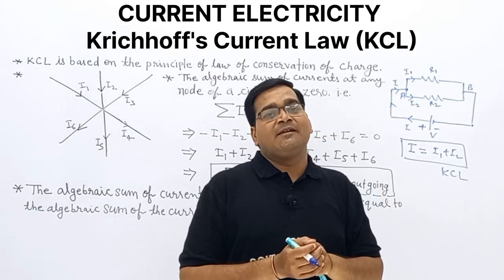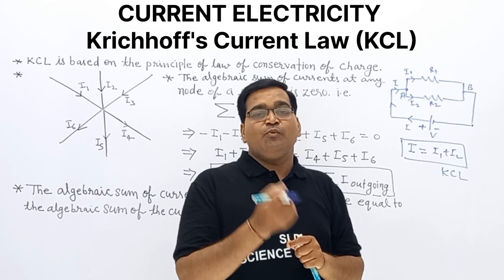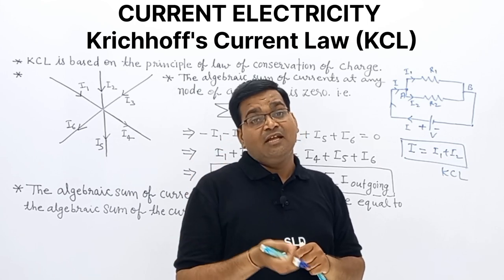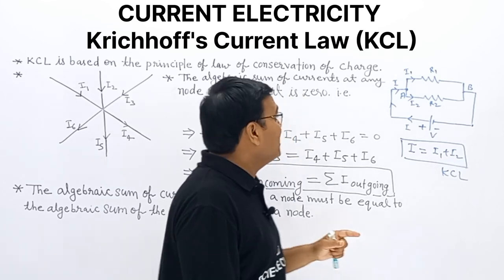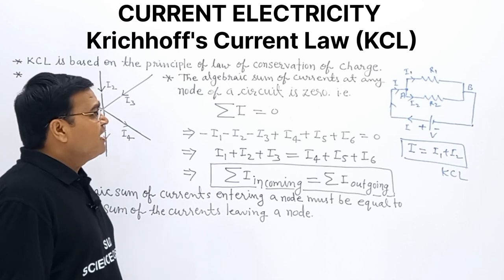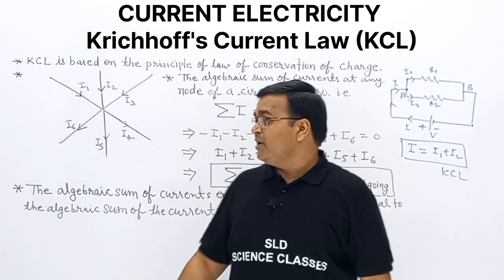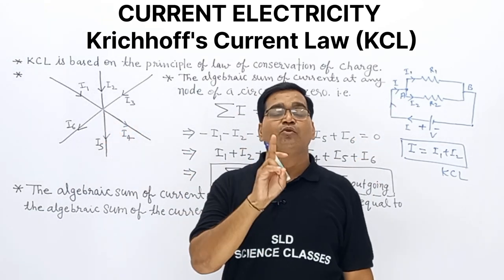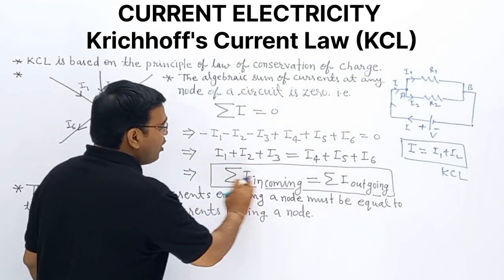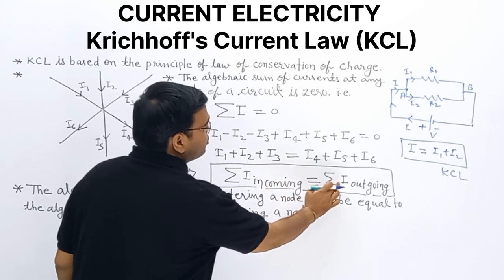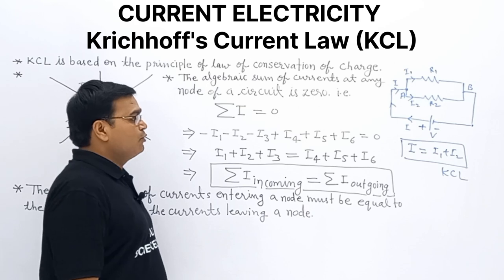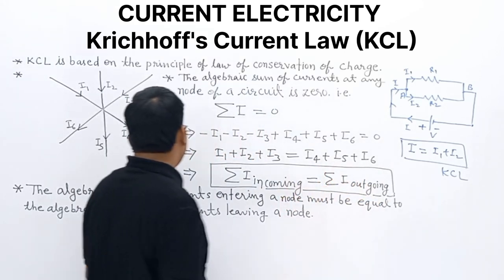We have a circuit in which we have meshes and loops, and there are some nodes or junctions. At the node or junction we apply Kirchhoff's current law. At the node or junction, incoming current must be equal to outgoing current. The sum of all incoming currents will be equal to the sum of all outgoing currents. That is Kirchhoff's current law.